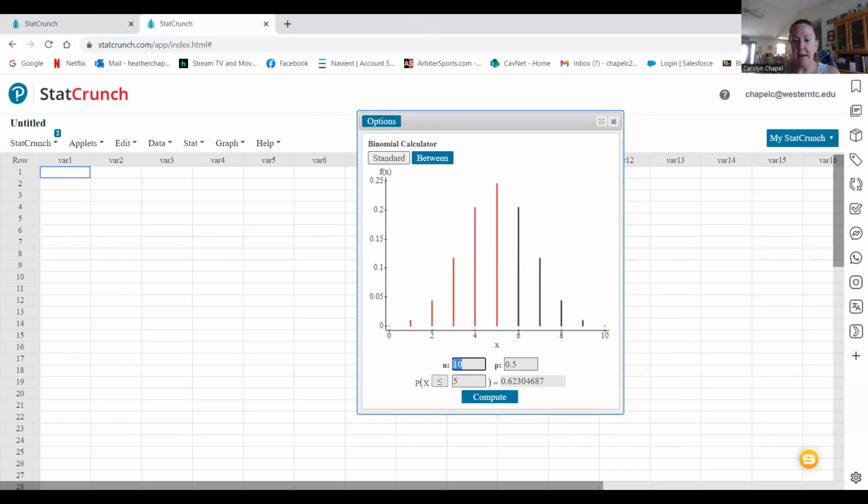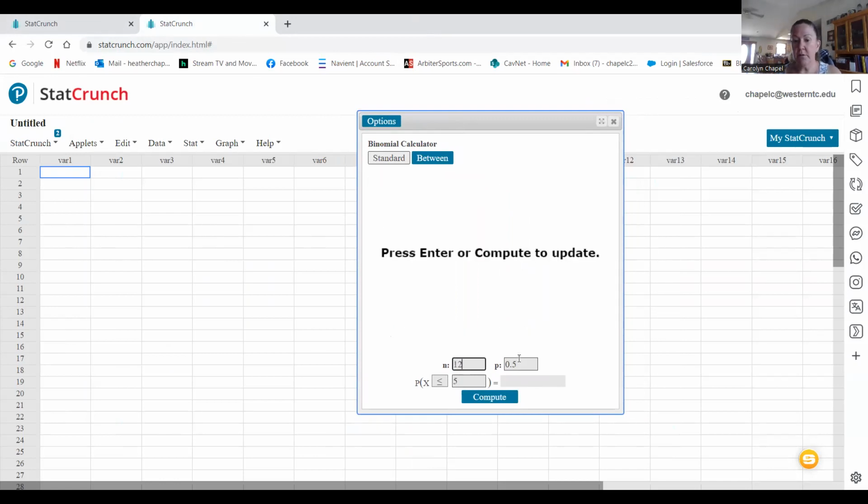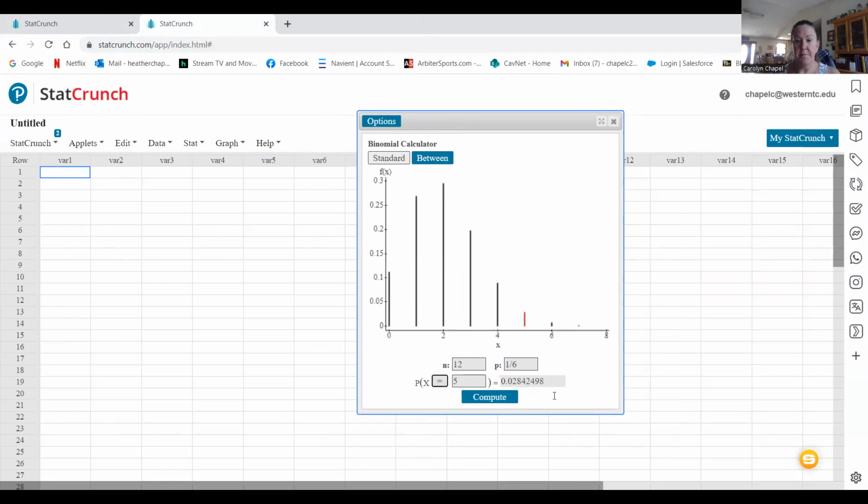I need to change my N. My N is the number of trials that we're doing. My P, that is my 1/6. You can enter fractions, and I would enter fractions. Here we want X equal to 5. The nice thing about StatCrunch is it automatically also graphs the probability distribution for you. And we had talked about graphing probability distributions. You can see it is a little skewed, because you'll see these tail off a little bit here. I have my answer right there, my 0.02.